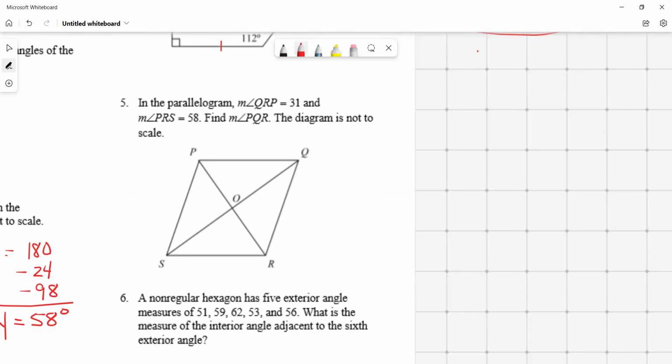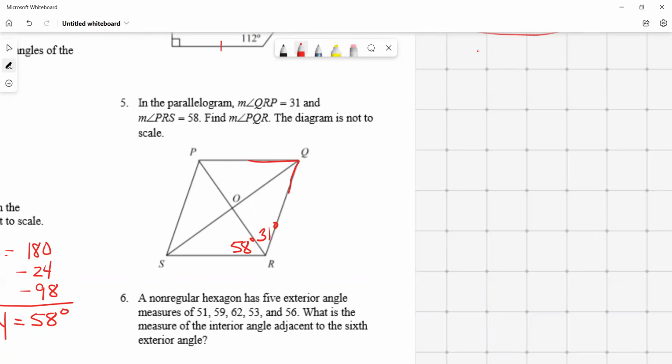In the parallelogram, the measure of QRP equals 31. So QRP, this is right here, 31. PRS is 58. Find the measure of PQR. So you need this angle right here, this whole angle up top.